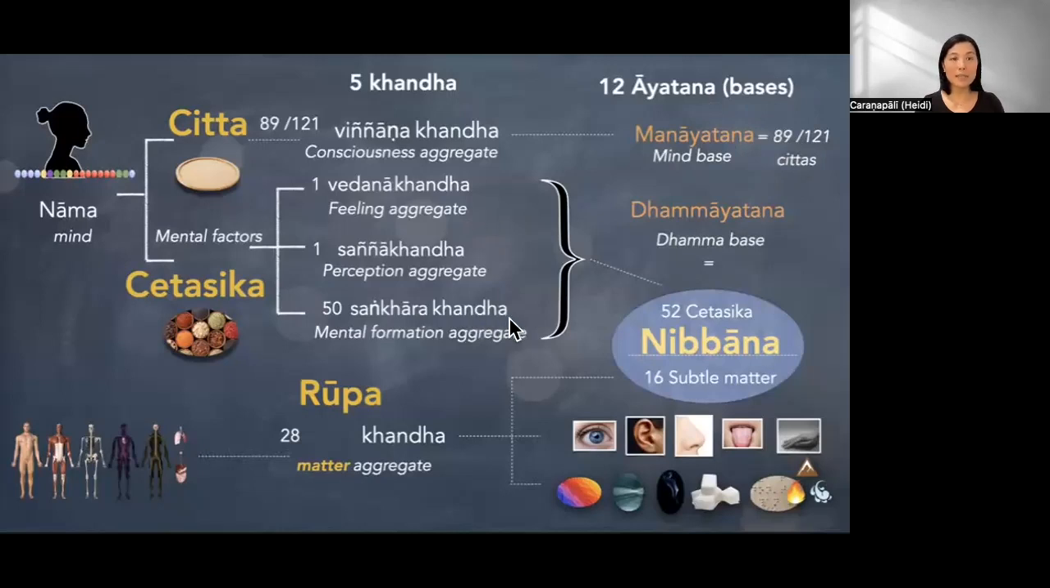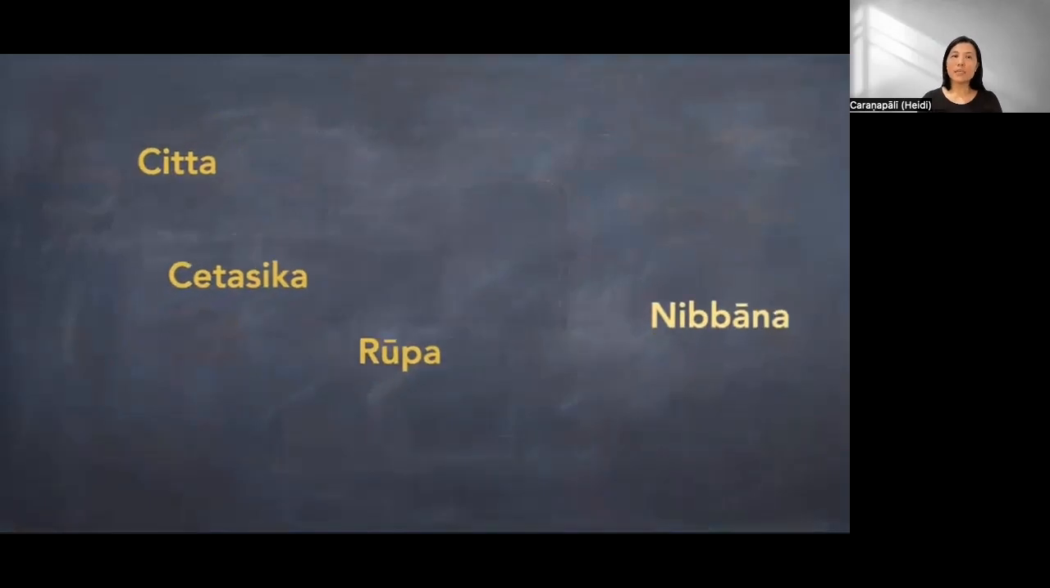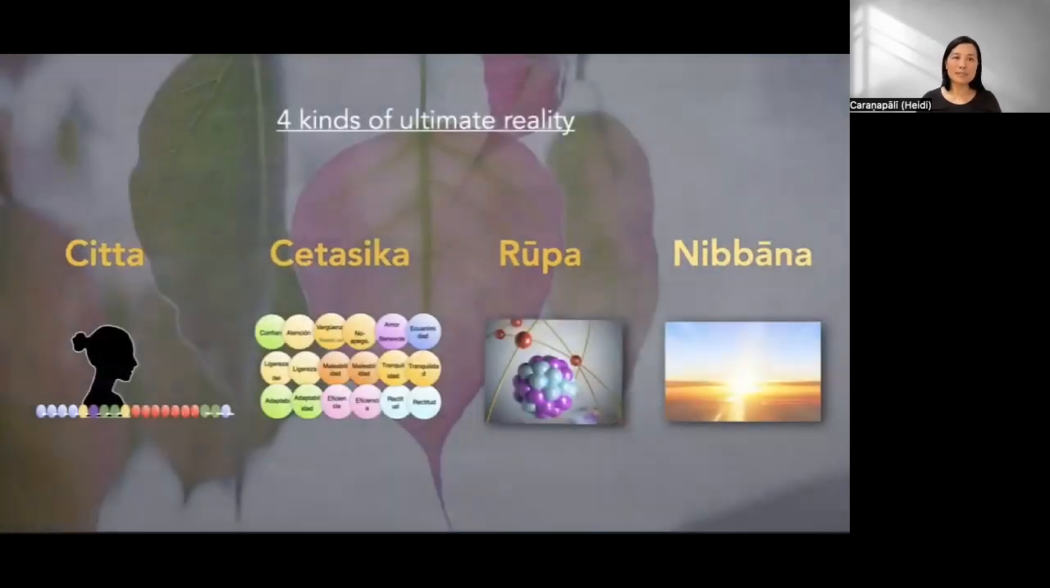Then the cetasikas, how many? 52. Each one of them, what are their characteristics, their manifestations, their causes, etc. And then also rupa in detail, 28 types of rupa, which are them. But actually, we are only talking about the same ultimate reality. And what is this ultimate reality? This is what we call us, the chitta and cetasika and the rupa.